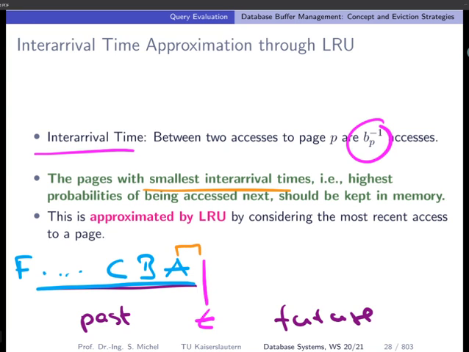And LRU is approximating this inter-arrival time by the time of the last appearance in this reference string. That means we would take this time between the previous encounter in the page reference string and just assume this is also the time it takes for the next occurrence. So the LRU principle is based on this observation to keep those which are highly likely to appear next, and so it's exactly this modeling of this inter-arrival time done by LRU.